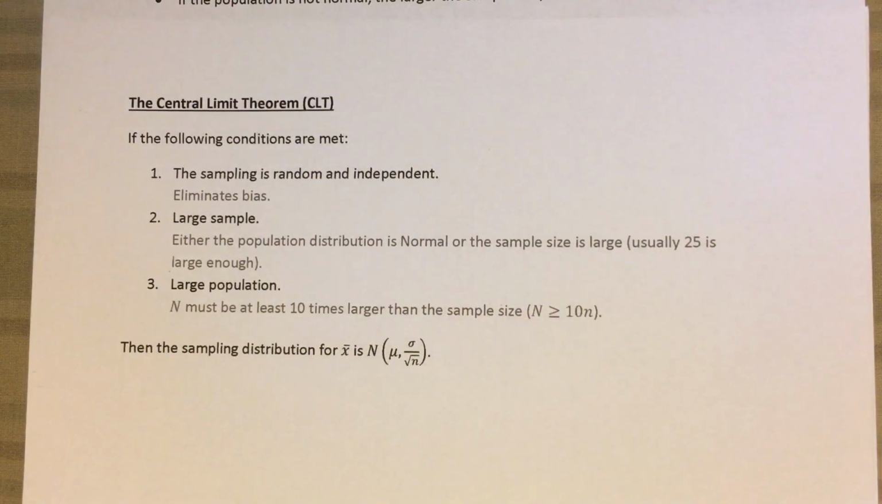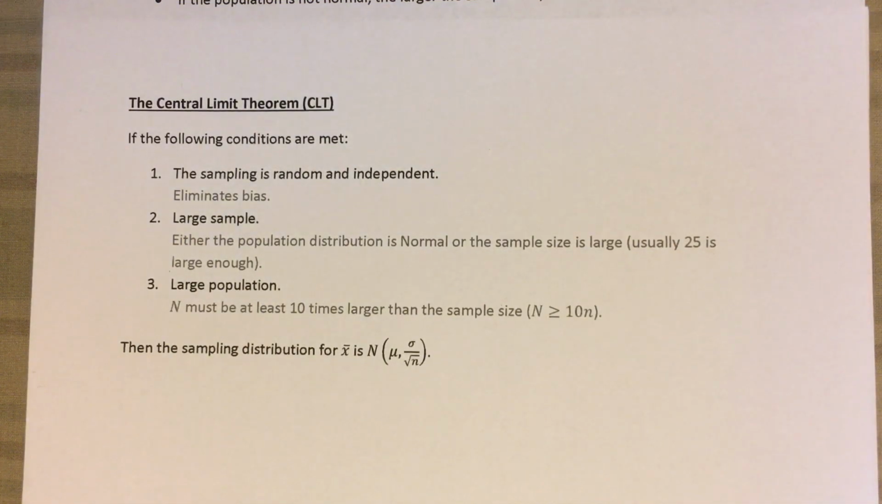Our conditions for the central limit theorem: the sampling is random and independent, another condition that we've seen in previous chapters. Again, we're going to assume this is true unless we are told otherwise. Then we need a large enough sample, so we're going to look at two different things. Either the population distribution itself is normal. If that's the case, then our sample size won't matter. Or if our population distribution itself is not normal, then our sample size must be large enough. And instead of doing a multiplication like we saw in previous chapters, we're just going to check the amount. As long as our sample size is at least 25, we're going to say that 25 is a large enough sample.